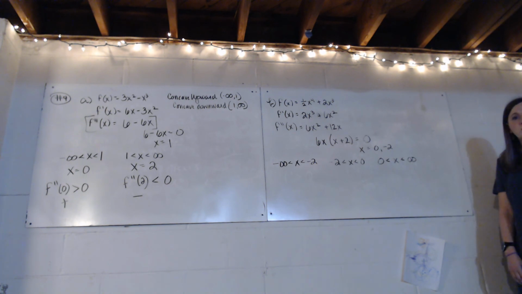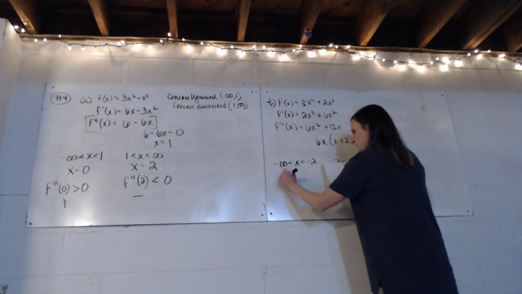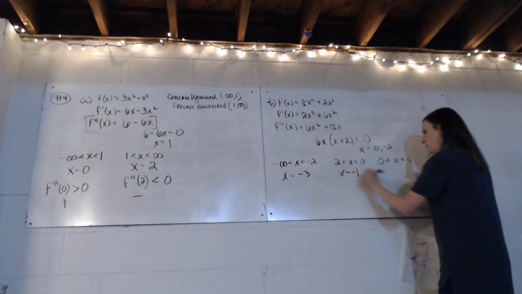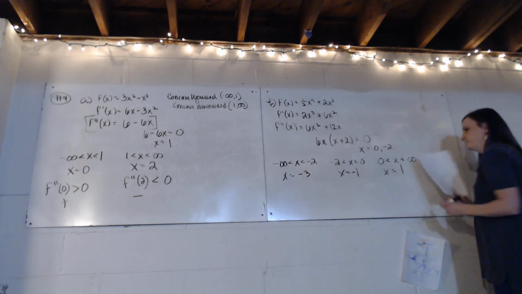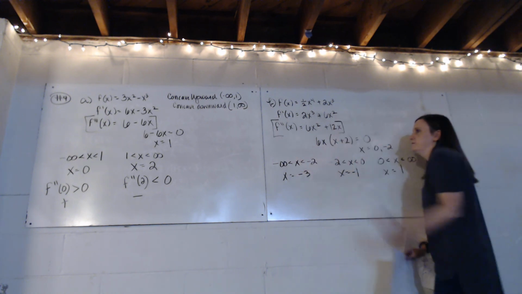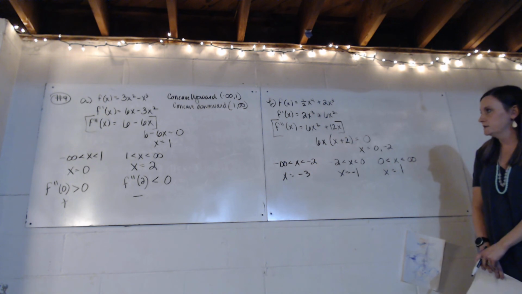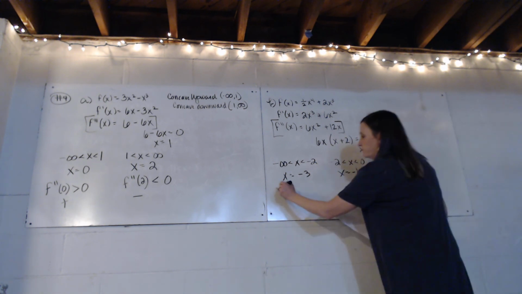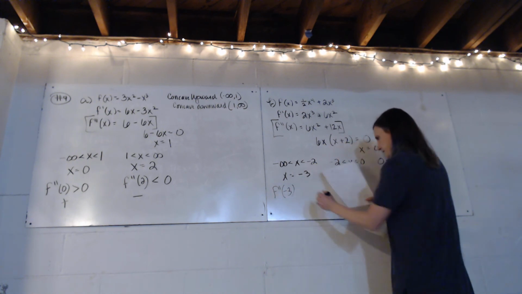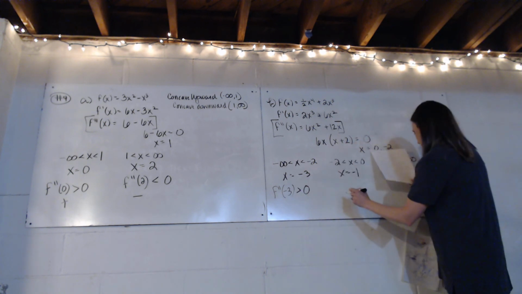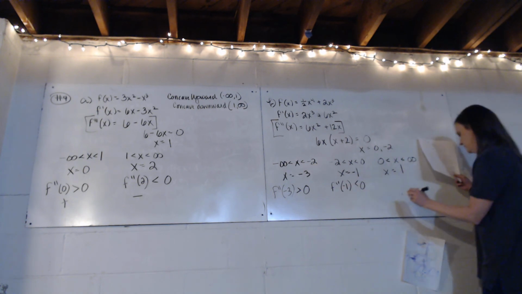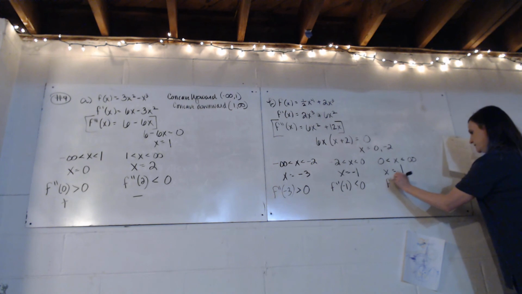I choose a test point in each interval. Here I chose a test point of negative 3, here negative 1, and here positive 1. And I'm going to plug each of those test points into this second derivative to find if my second derivative is positive or negative. When I plug in negative 3, I got a number greater than 0. When I plugged in negative 1, I got a number less than 0. And when I plugged in 1, I got a number greater than 0.